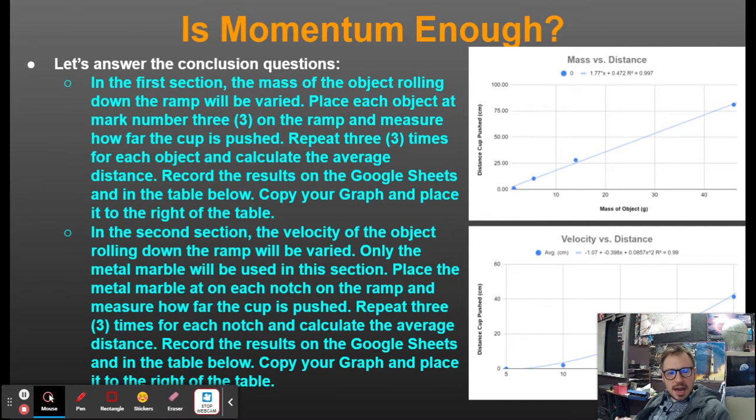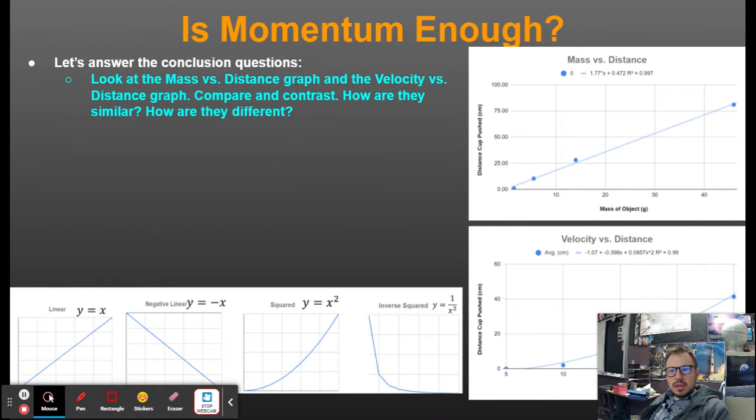We were looking at the graphs. These are the graphs of mass versus distance. We're seeing how far those objects would push a cup on the table. Let's look at both these graphs and compare and contrast. How are they similar? How are they different? They both have a positive slope. They both increase.